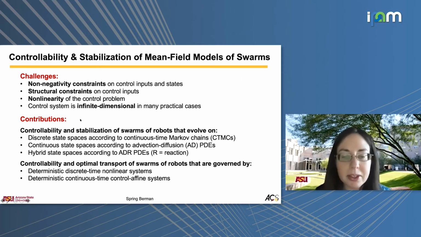Here is just a summary of what my lab has looked at over the past few years. We've looked at controllability and stabilization of swarms of robots, to ensure these properties for various types of systems, which are summarized here. They have both spatial and temporal dynamics described by Markov chains, as well as advection diffusion processes, or a combination of both. Again, if you're interested, you can take a look at that survey paper.